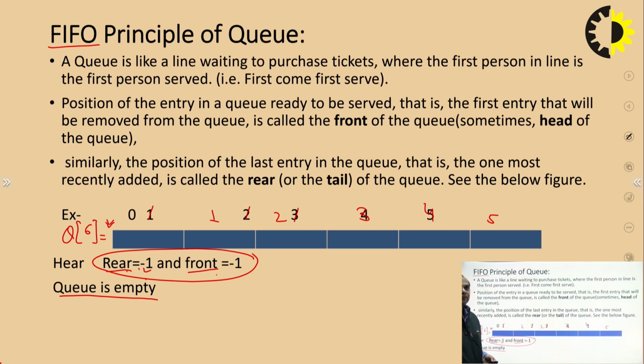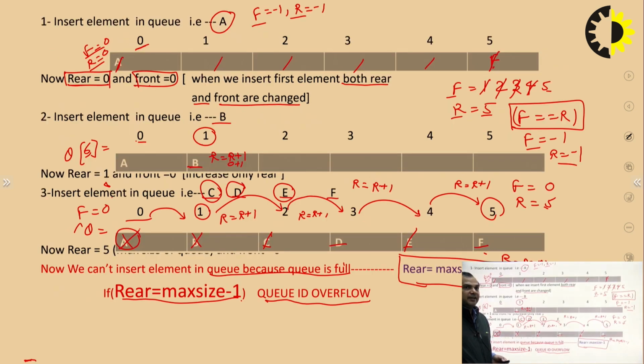We perform both operations on a queue. When we insert an element, we call the enqueue, and it is performed from the rear end. And when we delete an element, we call the dequeue, and that is performed from the front end.